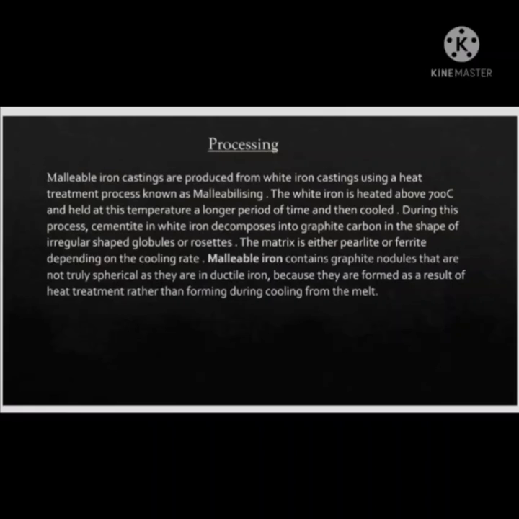During this process, cementite in white iron decomposes into graphite carbon in the shape of irregular shaped globules or rosettes. So this is what happens during this process. And the matrix is either pearlite or ferrite depending on the cooling rate.